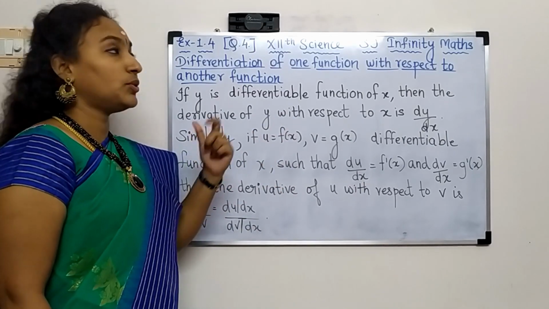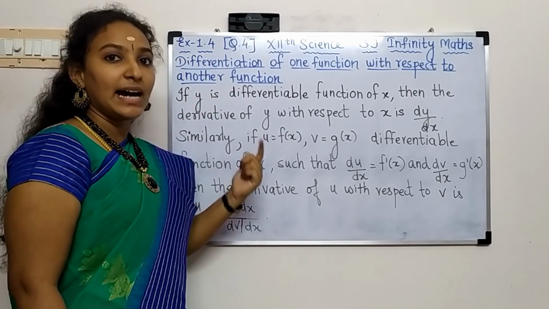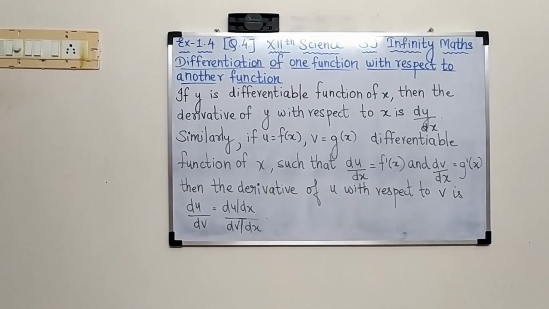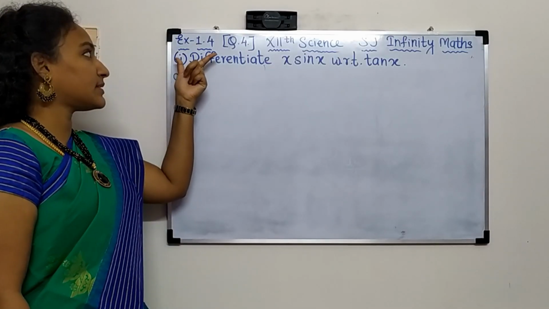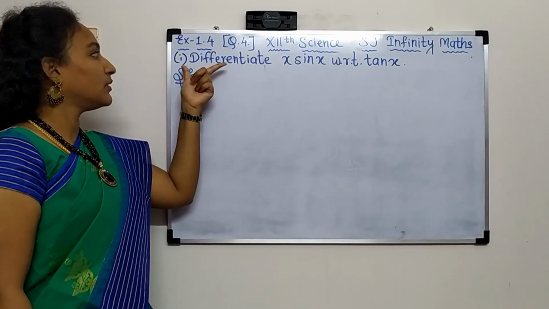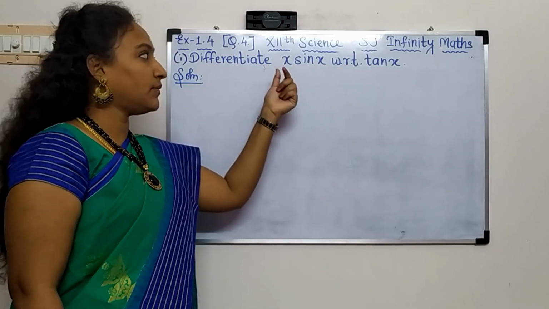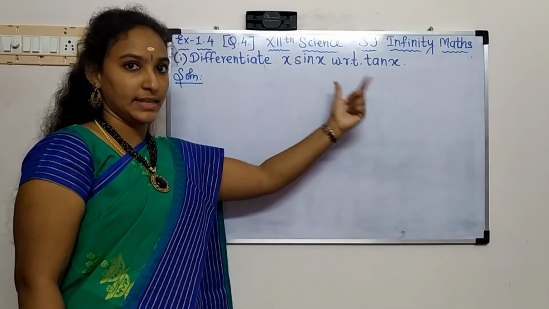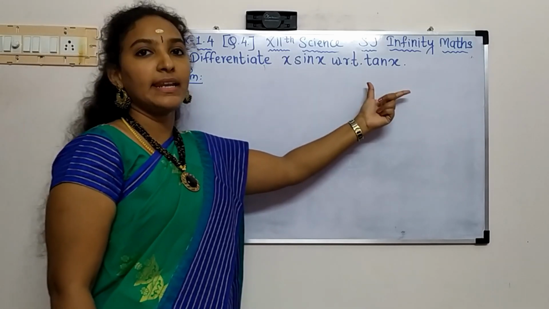Now we can move on to question number 4 of exercise 1.4. That is the last question of this exercise 1.4. Differentiate x sin x with respect to tan x. We are going to differentiate x sin x with respect to tan x. So consider x sin x to be u and tan x to be v.